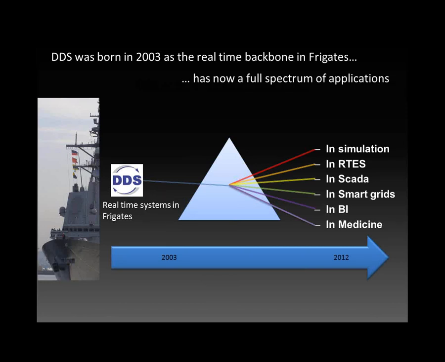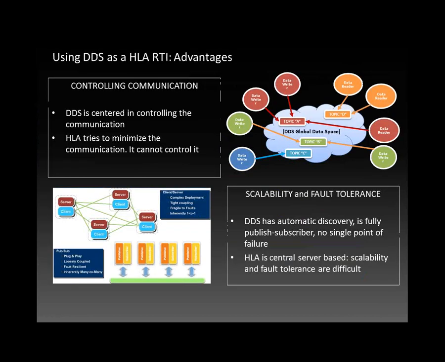From the beginning, DDS is a standard for communication, and also in real time. Everything in the standard is oriented to make the communication as fast as possible with all the guarantees you need. So our idea with this product is using it as the HLA RTI. In the HLA standard, you can make your RTI, your communication layer, the way you want. So we are using DDS.